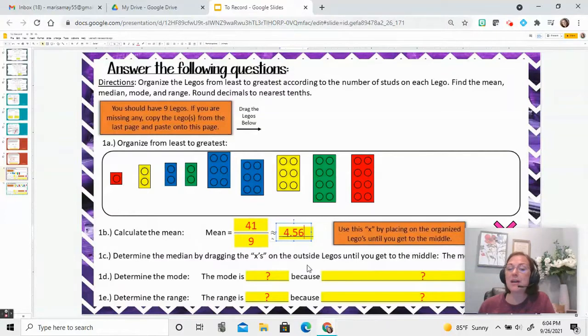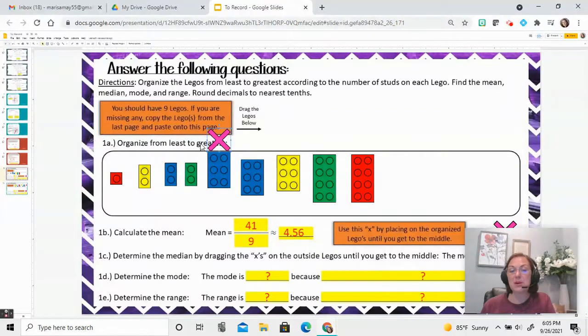Now, look at 1C. Determine the median by dragging the X, that's this X, on the outside of the Legos until you get to the middle. Well, remember, there's 9 of them. So this is 1, 2, 3, 4. Number 5 would be in the middle, and that Lego has 6. So the median is 6 here.